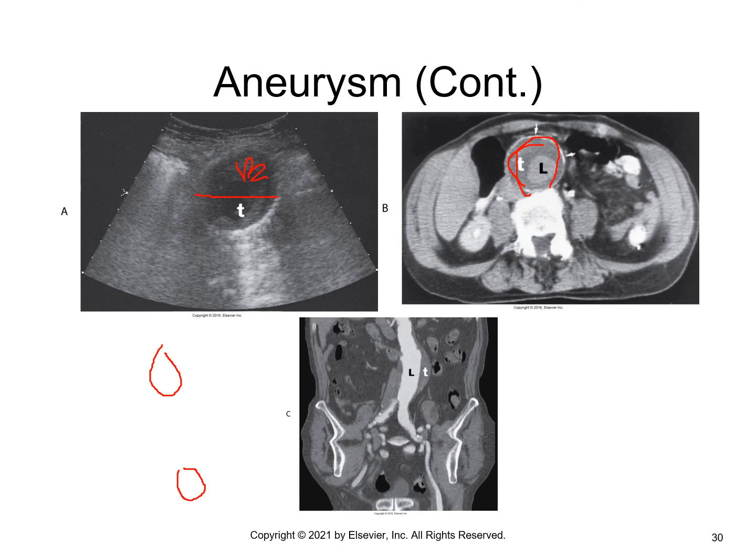Here's the same patient. Here it is in a coronal type plane. And here you see the aorta. And here you see that fusiform aneurysm with some blood clot on both sides.